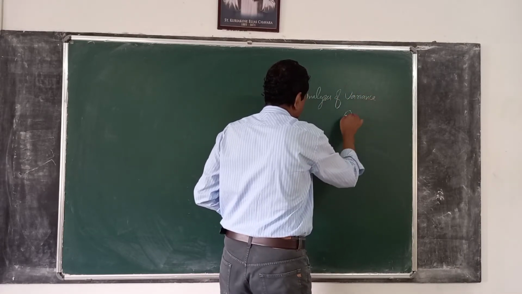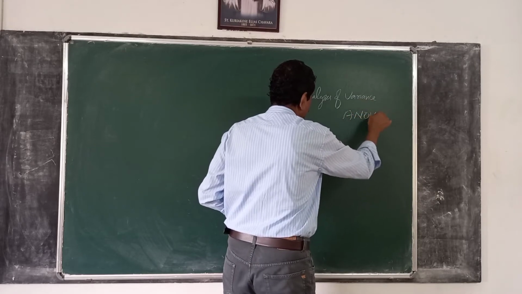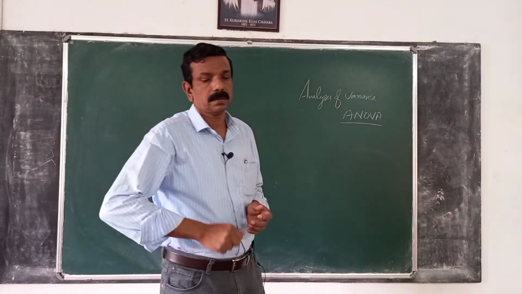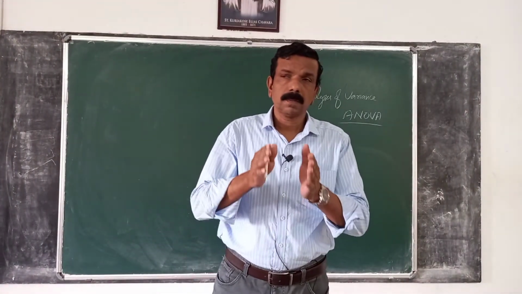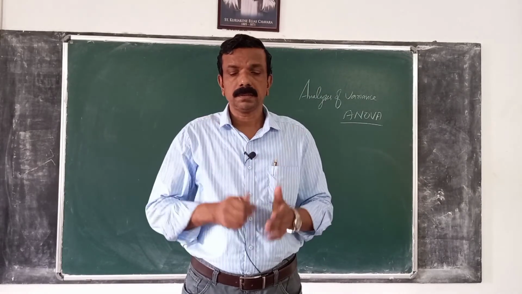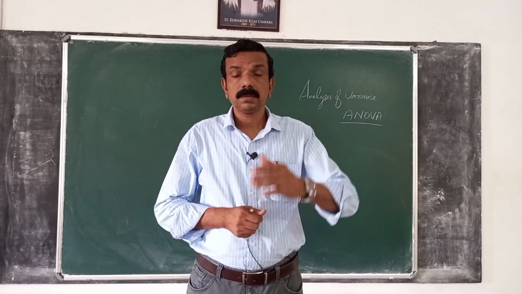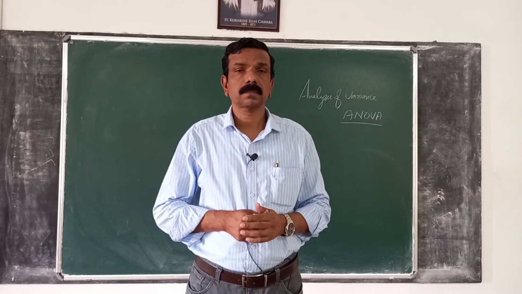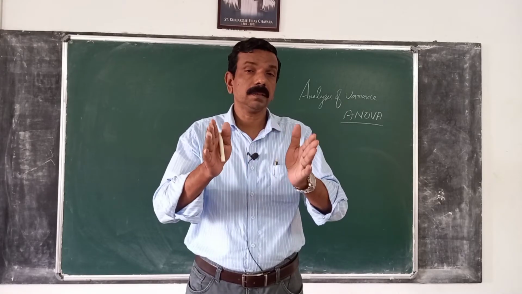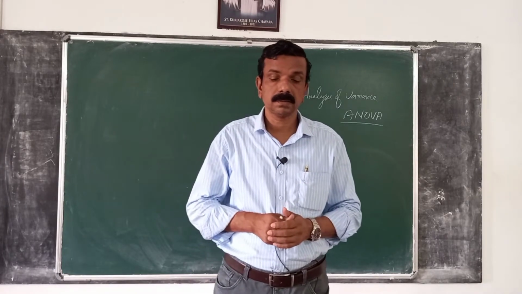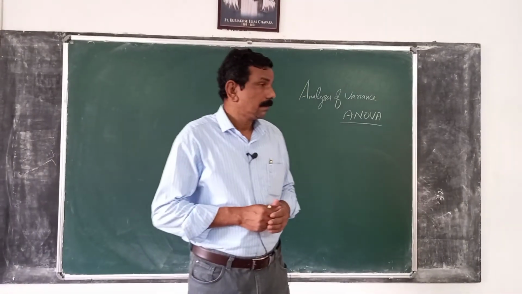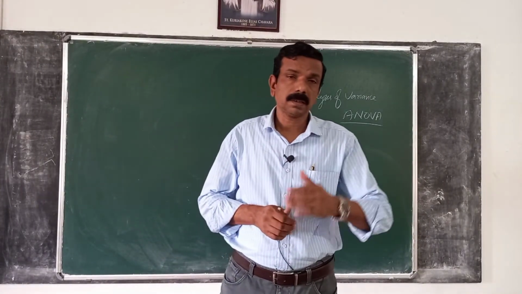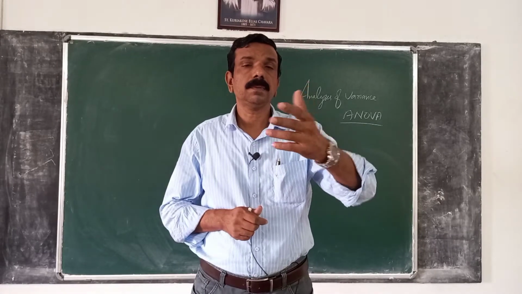We write it as ANOVA, analysis of variance. ANOVA is a method used for comparing several population means, that is, means of a single variable collected from several populations.